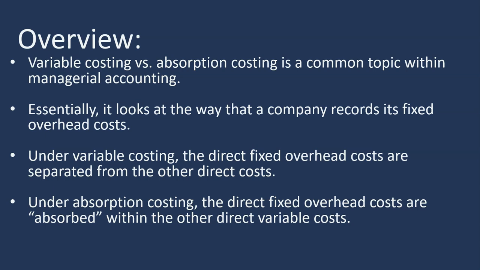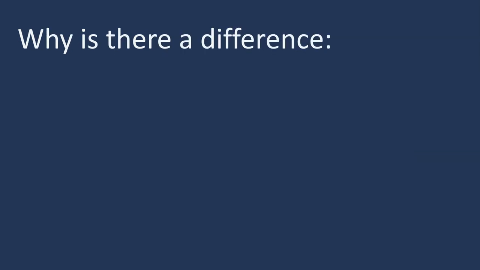So what we have is essentially two methods. At the end of the day, they both produce the same net income, but it's a matter of how you treat the fixed overhead cost of the firm. Are they put in with the other cost of production, or are they separated out? We'll go through a full example at the end to show you what a statement example will look like of the two methods. But you may ask, why is there a difference?